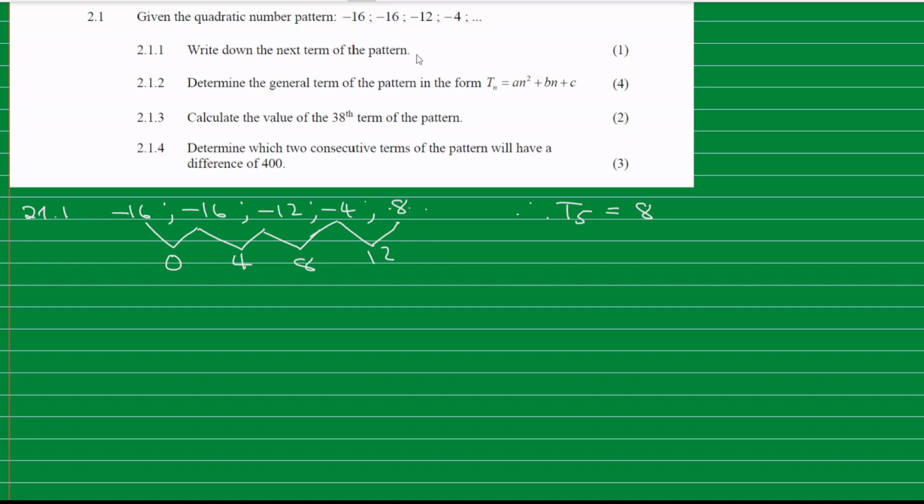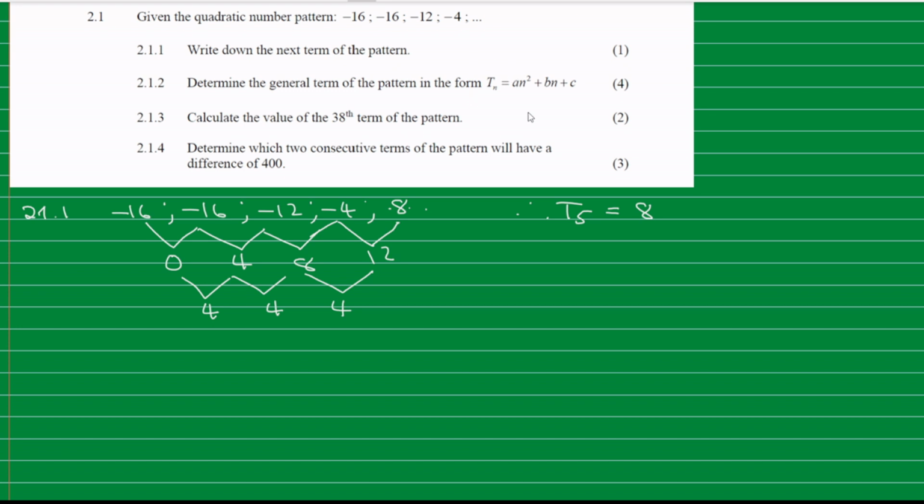So that answers that part. Again, this question is to determine the general term of the pattern in the form. Okay, so we have done the first row, so let us find the second row here. Second, 4 minus 0, 4, here 8 minus 4, 4. You can see that this is our row of second differences.